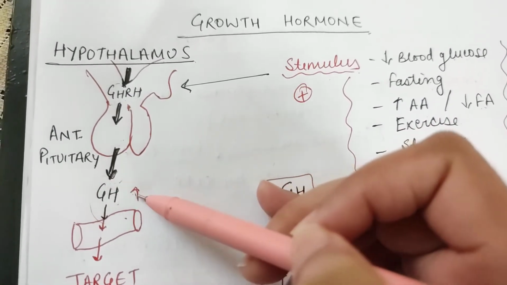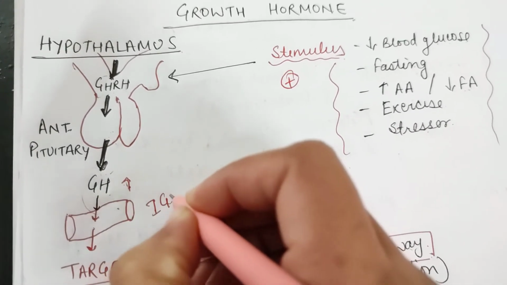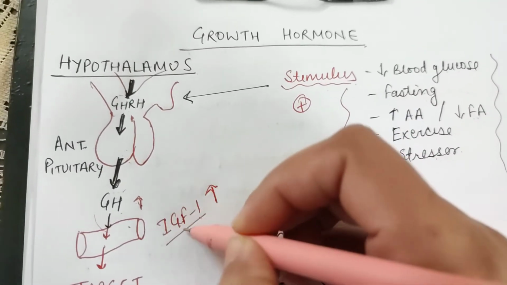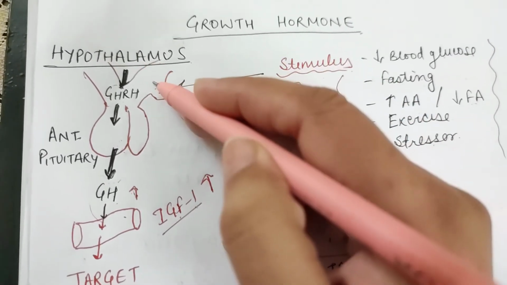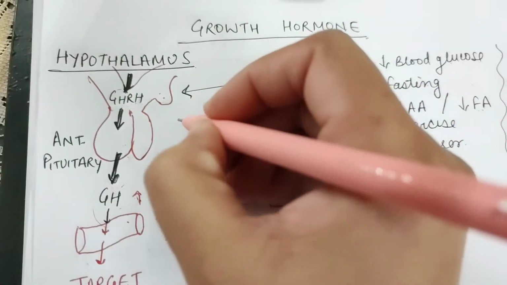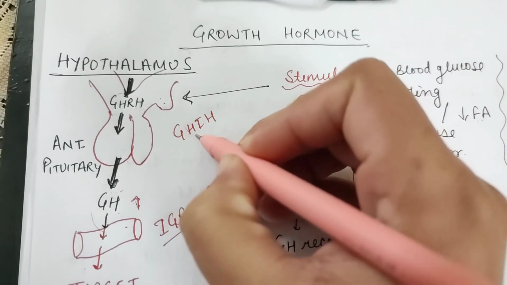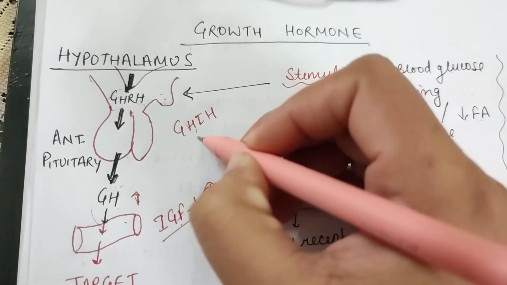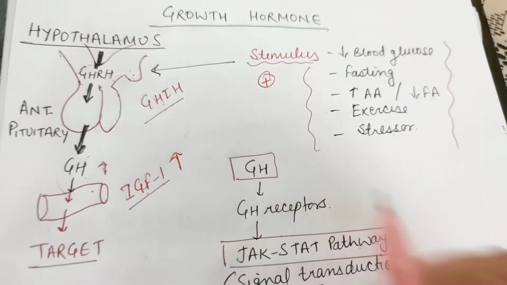Whenever growth hormone increases, or there is one more factor, which we'll be talking about later, these two things ultimately stimulate the hypothalamus to release one more factor, which is GHIH, growth hormone inhibiting hormone. So there are two hormones released by the hypothalamus. Whenever stimulation is required, GHRH is released. Whenever inhibition is required, GHIH is released. So that's all about regulation. You can comment here.